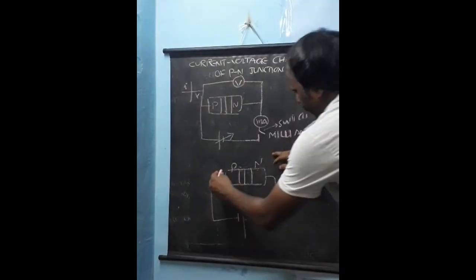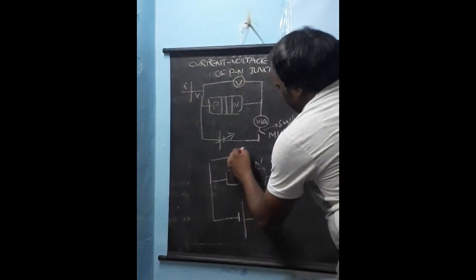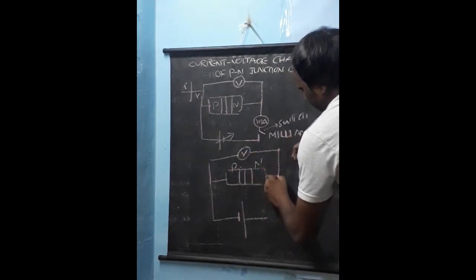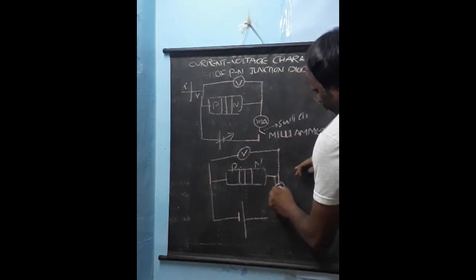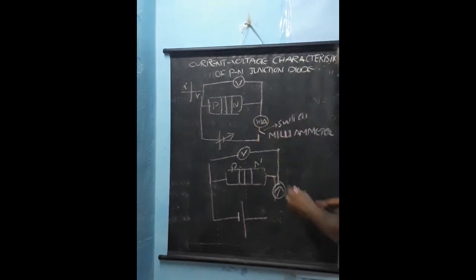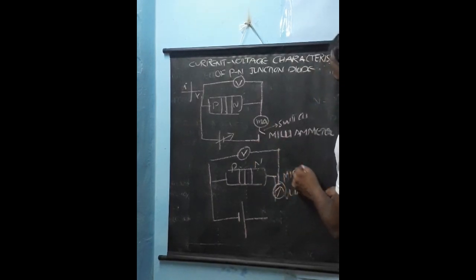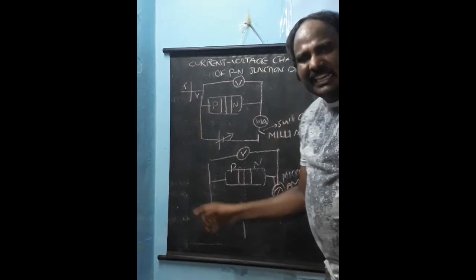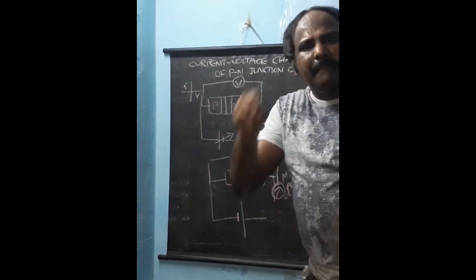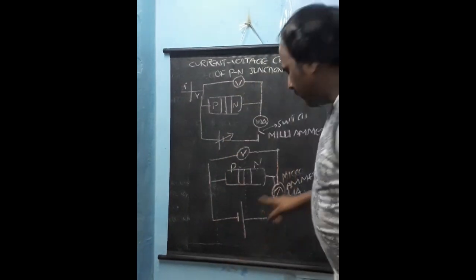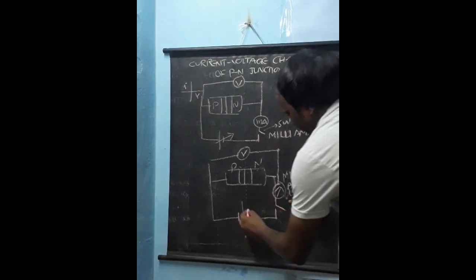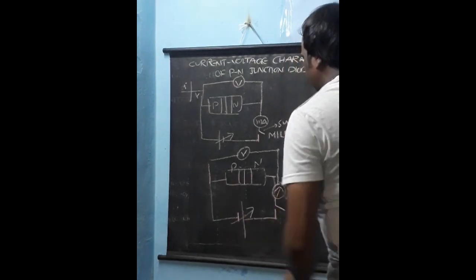So we are going to connect a voltmeter to measure voltage, and then we are going to connect a microammeter. Why? Here current is measured in terms of microamperes, so a microammeter is used. Finally, you have to connect a switch, and this is a variable battery.